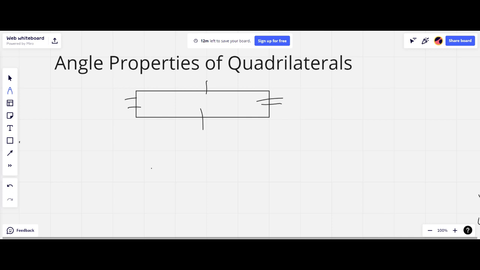Today I'll be teaching the angle properties of quadrilaterals, and I won't cover it all, I'll cover the basic parts.